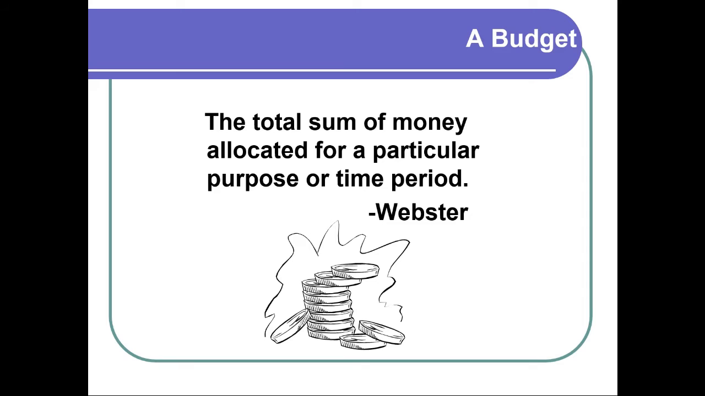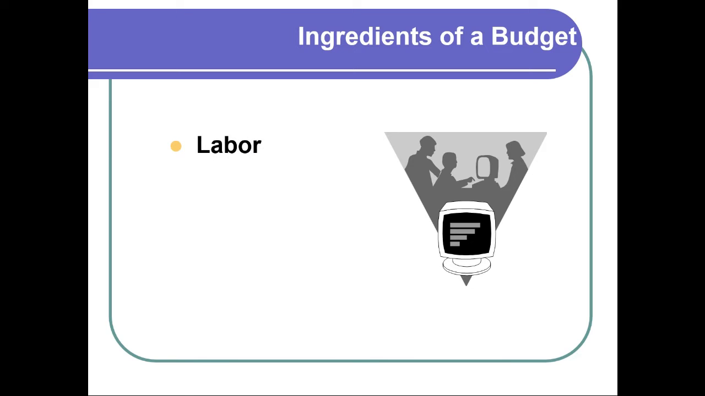So basically, your budget is the total sum of money that's allocated to a particular purpose or a time period. In this particular case, of course, the allocation is toward developing the e-learning project or product that's being requested by the client. So what goes into a budget? Well, you've got labor, and in the e-learning industry, labor is a huge part of the expense.